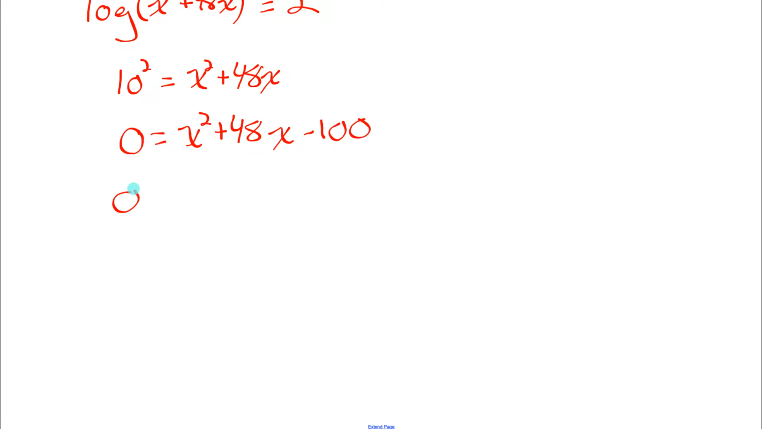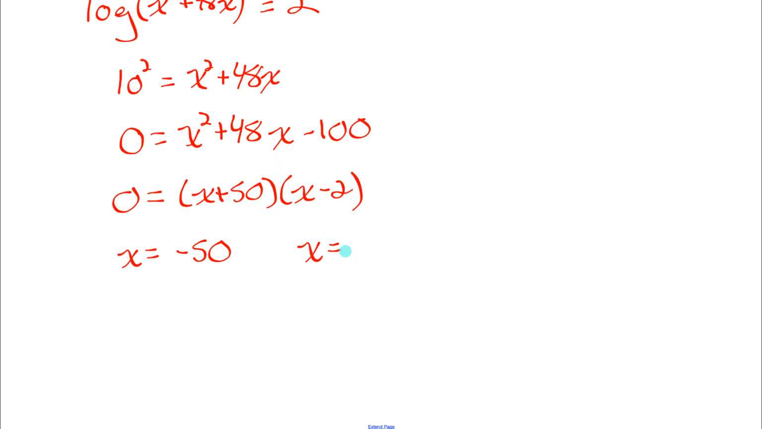And hey, once again, this is factorable. The numbers that multiply to negative 100 and add to 48 are 50 and negative 2, which means my answers are negative 50 and 2. Now I have to spend the time and check and make sure both of these answers actually work. One or both may be an extraneous root.